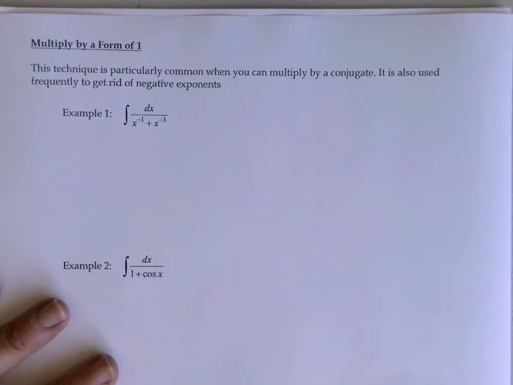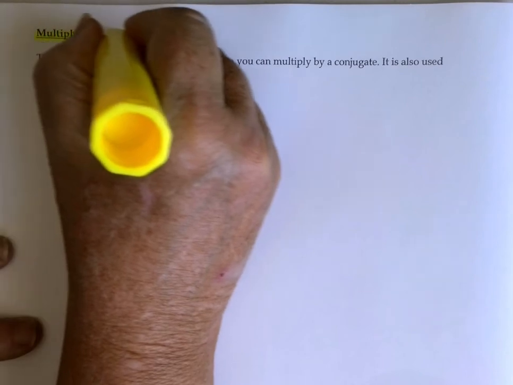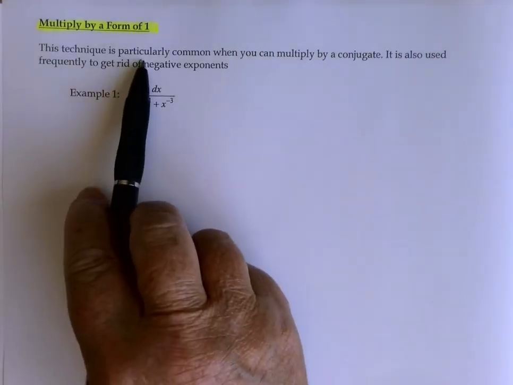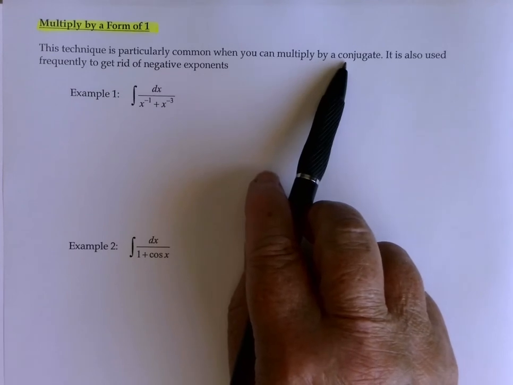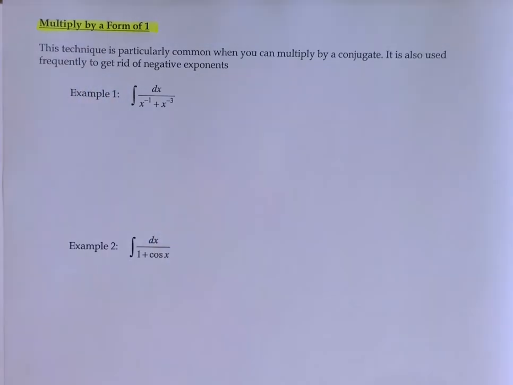All right, a couple more tricks for us here today. The next one is sometimes when you have a fraction, multiplying by a form of 1 can be very helpful. Now, what exact form of 1 you want to use, that's where your creativity has to come into play. I know it sounds weird to say creative when it comes to math, but this is a chance. This technique is particularly common when you can multiply by a conjugate, and we'll see that. But it's also frequently used to get rid of negative exponents. And I'm actually going to do that example first.